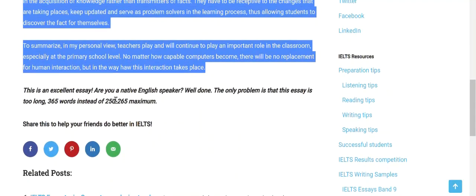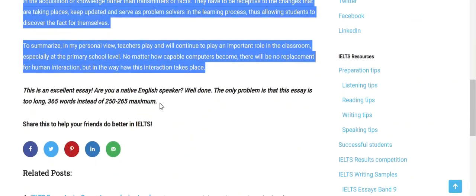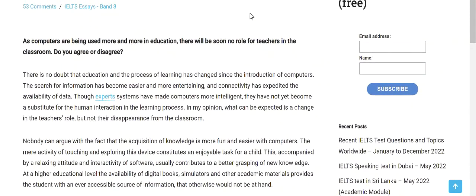250. Okay, but remember, he wrote a lot. He wrote 365 words. So be aware of this, that you have to write at least 250. And how many words for task one? 150. So 150 for task one, 250 for task two.